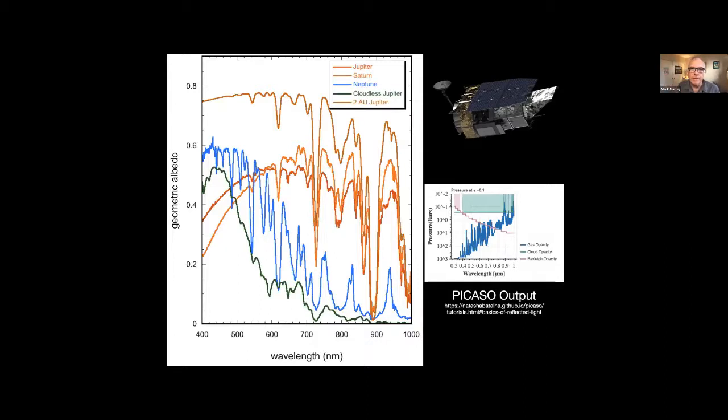And these are just different models, the solar system giants, along with a cloudless case or a 2 AU Jupiter. As we heat up or cool down a planet, these top clouds will burn off and we'll see different cloud layers, and that'll produce a lot of interesting diversity. If you're interested in playing with these things, I'd encourage you to download Picaso, which is the geometric albedo tool, an open source tool developed by Natasha Batalha. And part of the output we have from that is these same photon attenuation plots. You can see what's controlling the spectrum as a function of wavelength.